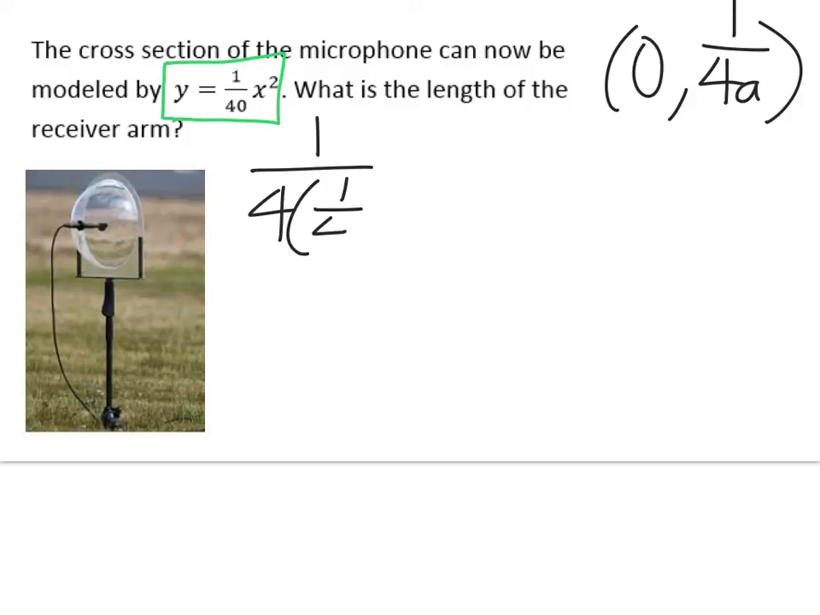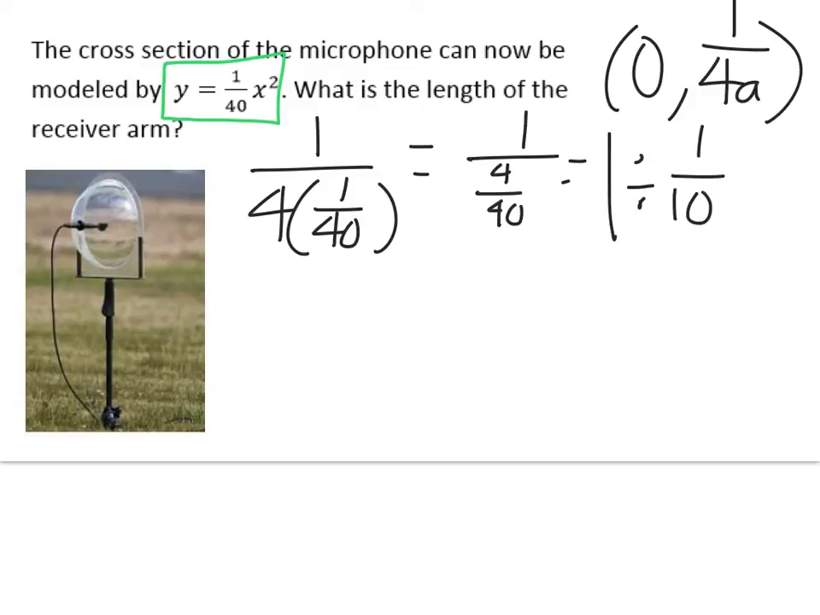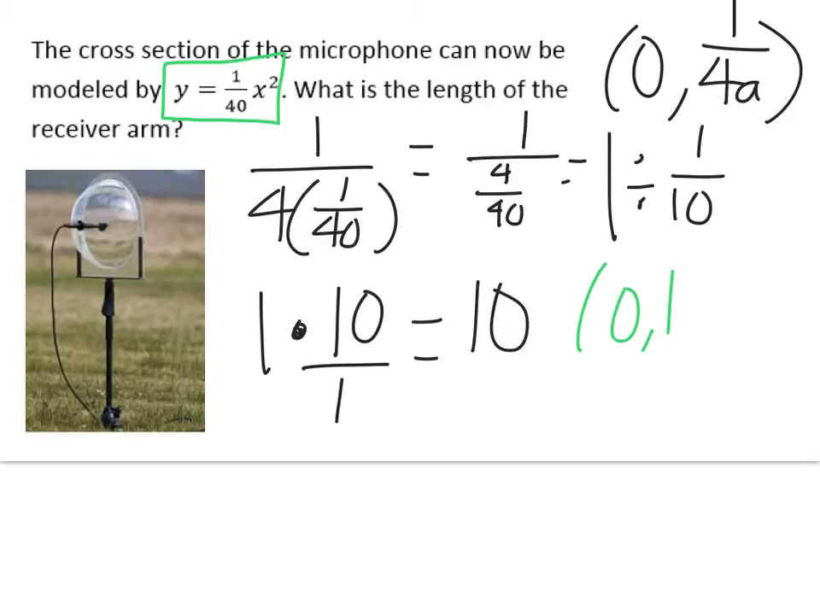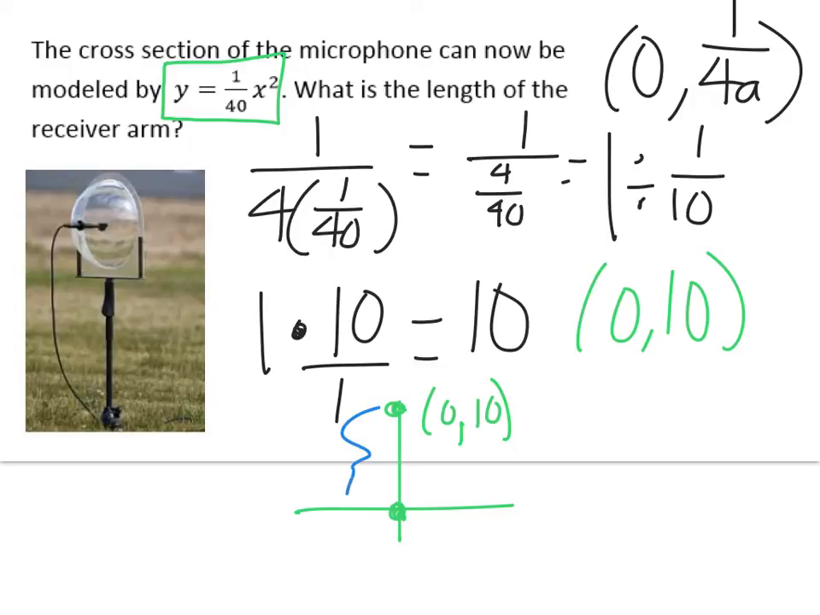Okay, so I'm going to plug in 1/40 for a. So this becomes 1 divided by 4/40, which we reduce to 1 divided by 1/10. And then, just like we did before, we do copy, dot, flip. So 1 times 10/1 is 10. So our focus coordinate is 0, 10. If we were to graph, we'd start 0, 0 for our vertex, and we go up to 0, 10 for our focus. You guys have probably already figured this out, but of course the distance is 10 inches. That is how long the receiver arm is of this microphone.